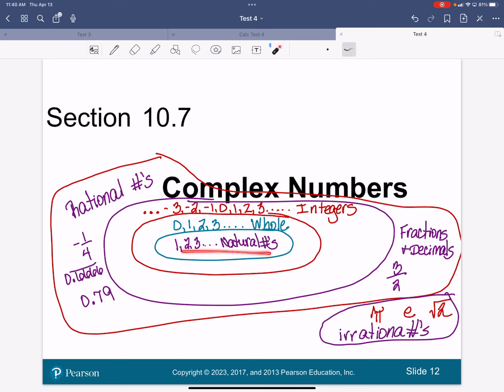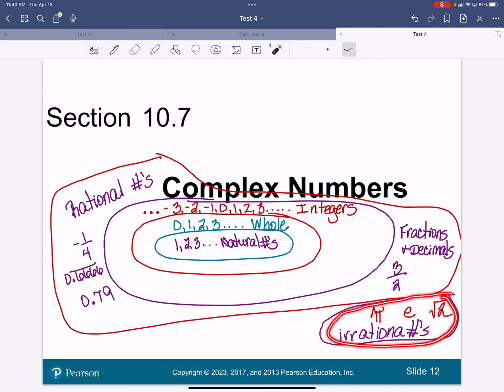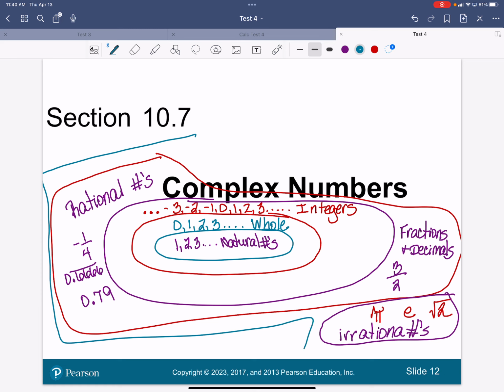Now, all natural numbers are whole numbers, all whole numbers are integers, and all integers are rational. So this is just an infinitely sized set of numbers that include everything in this set right here. Irrationals are kind of outside of that because we can't represent them as a fraction. And if we take this entire set with all of our rational numbers and all of our irrational numbers, then we are set inside the set of real numbers, okay?